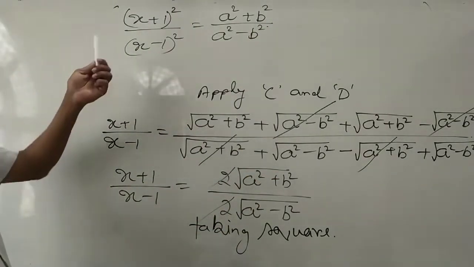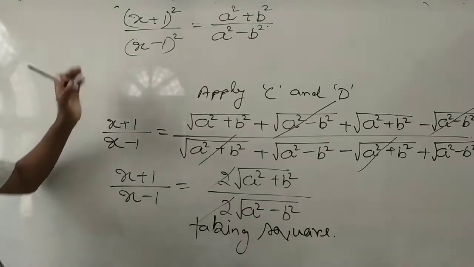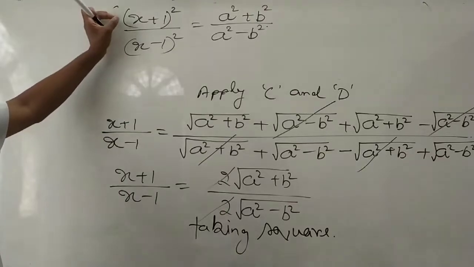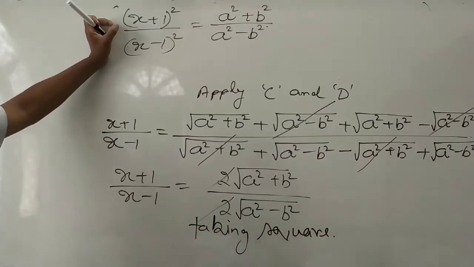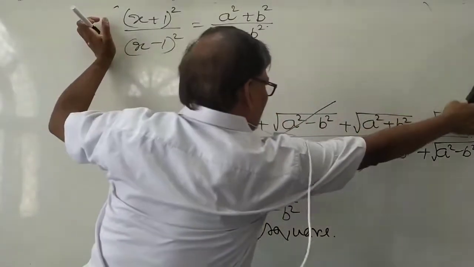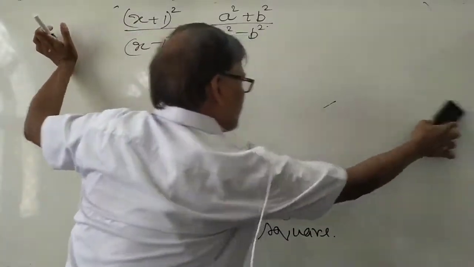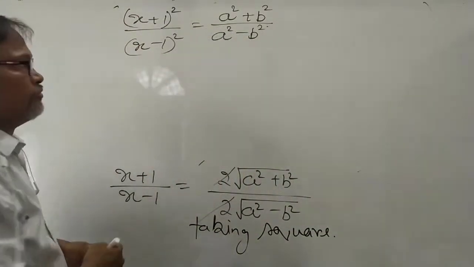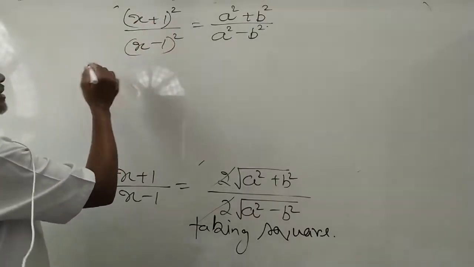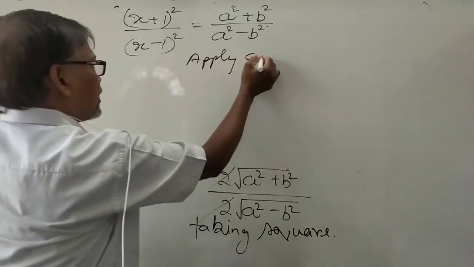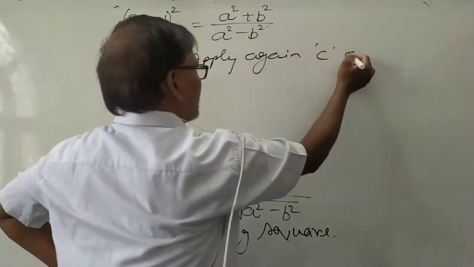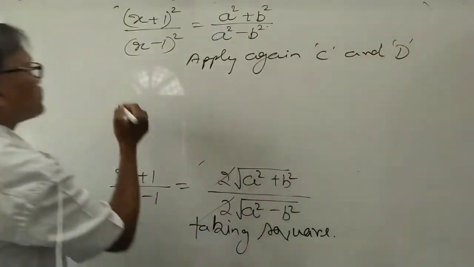Now this part, if you open it, you will use the a plus b whole square formula and a minus b whole square formula, and when you multiply, you can get the answer, but it will be very lengthy. Therefore, you apply Componendo and Dividendo one more time. After expanding, it can also be applied before, no problem. Apply again Componendo and Dividendo.